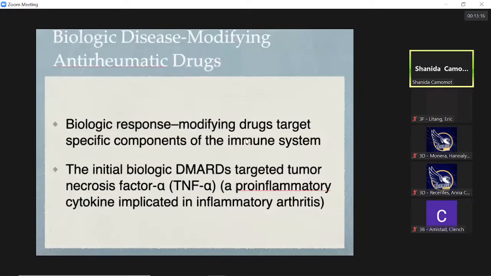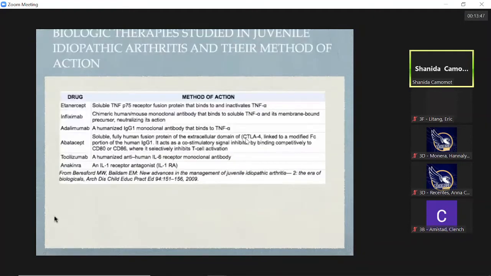The next set of drugs that we use to treat patients with JIA are the biologic DMARDs. The biologic response modifying drugs target specific components of the immune system. In fact, the initial biologic DMARD targeted tumor necrosis factor alpha, which is a pro-inflammatory cytokine implicated in inflammatory arthritis. Now, this is a table found in your book listing the different biologics and their mechanism of action.